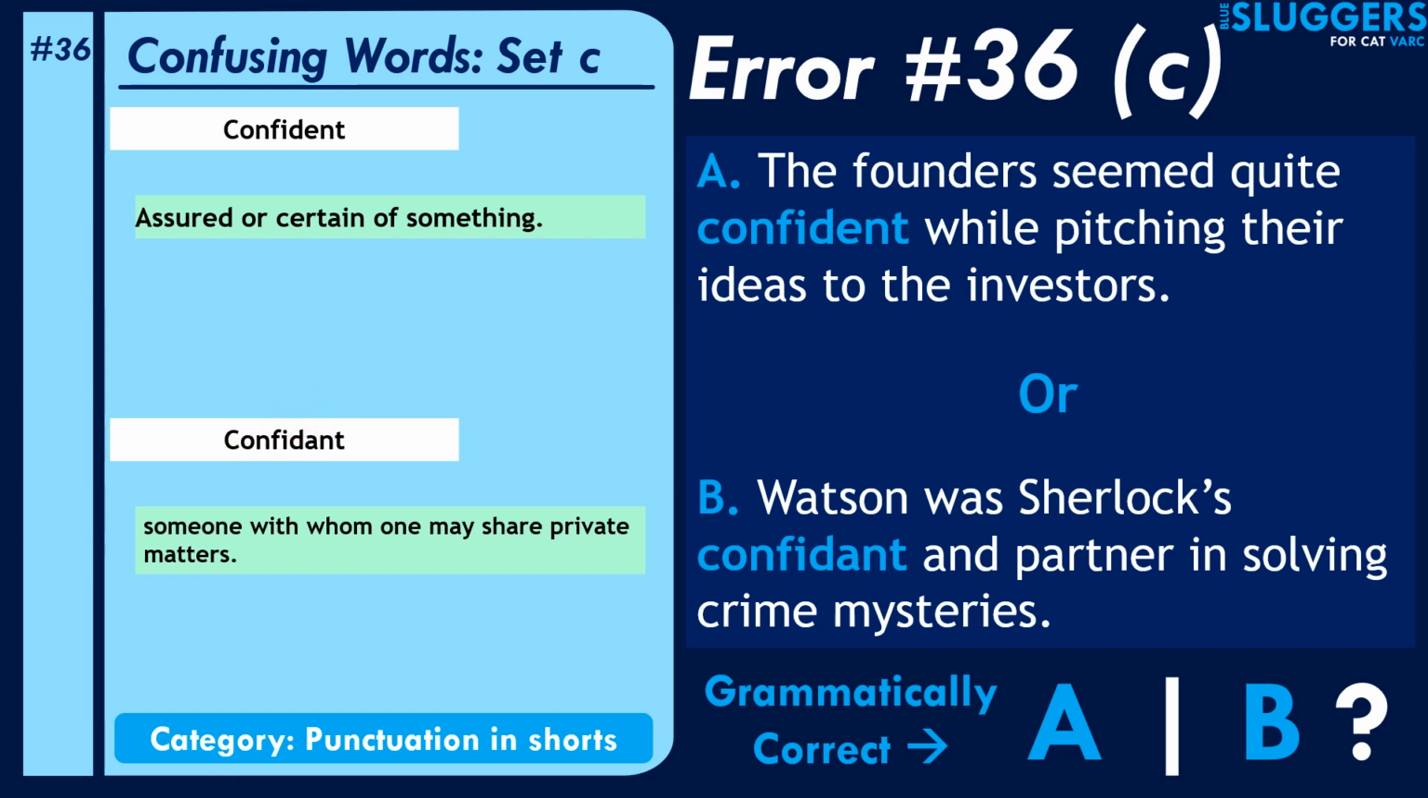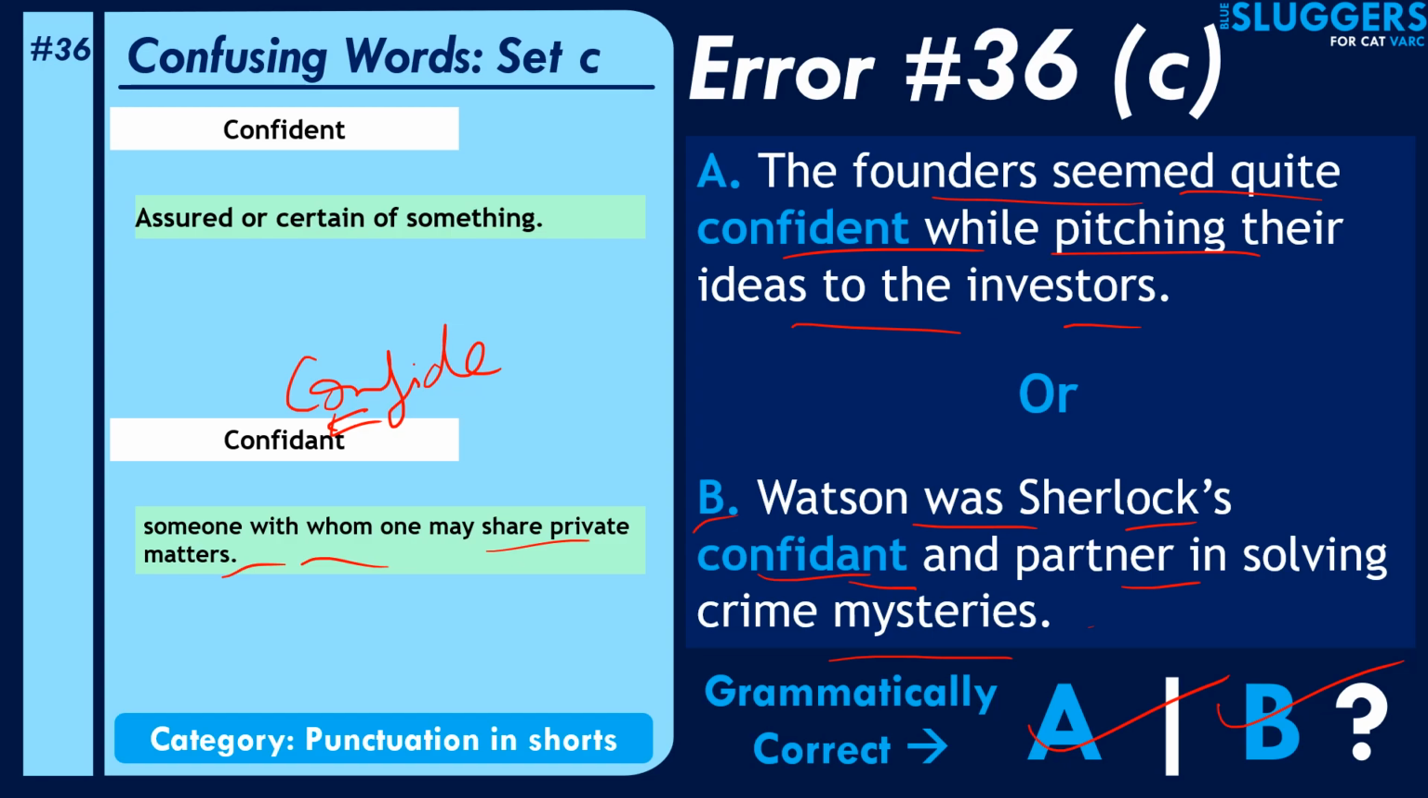Confide comes from the same root, so people in whom you can confide your secrets will be your confidant, right? You can share all of your private issues with them. So someone with whom one shares private matters. Sentence B says Watson was Sherlock's confidant and partner in solving crime mysteries. Okay, makes sense. Confidant, like he would share his private matters there, I guess. First one says the founders seemed quite confident while pitching their ideas to the investors. We already discussed that. So both of them are correct.